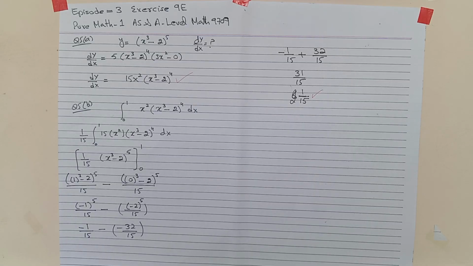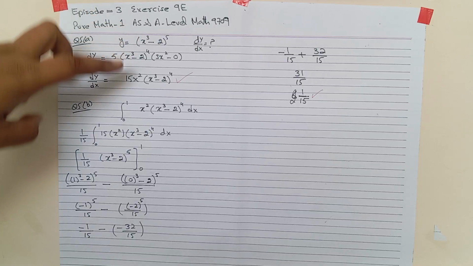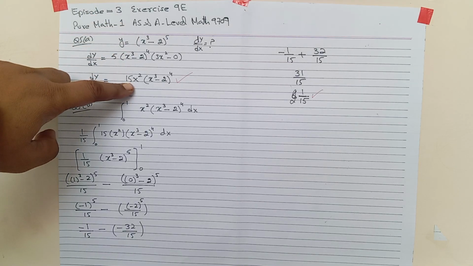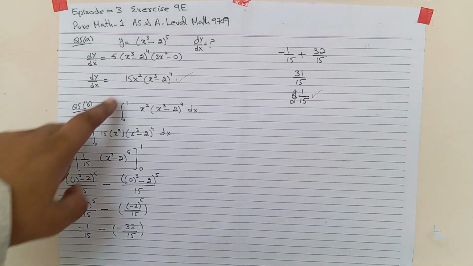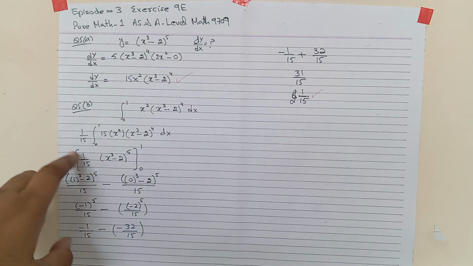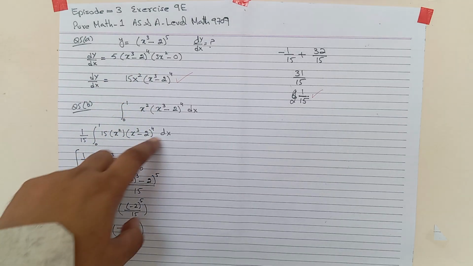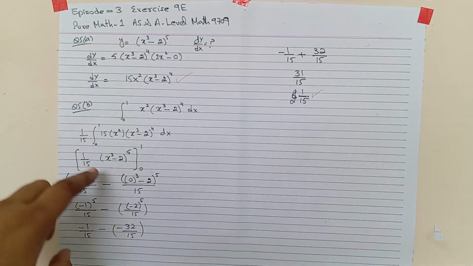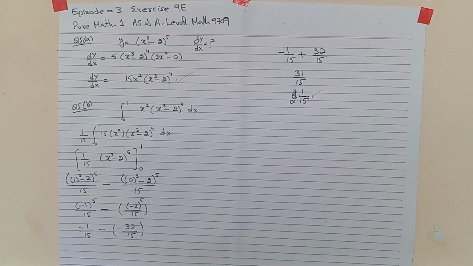You know that integration is the reverse process of derivation. So if the derivative of this expression is this, then if you integrate this, you will get this. So when I integrate this thing, you see these are the same. So you will get 1 by 15, and its integration will be (x cube minus 2) whole raised to power 5, and the limits are from 0 to 1.